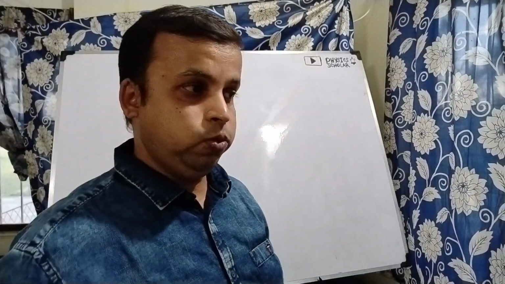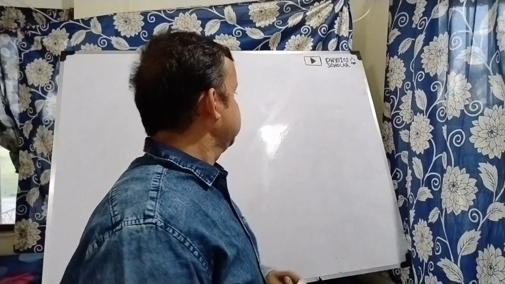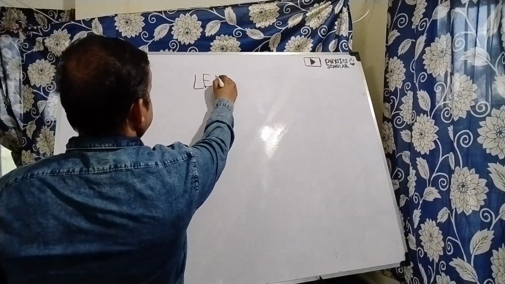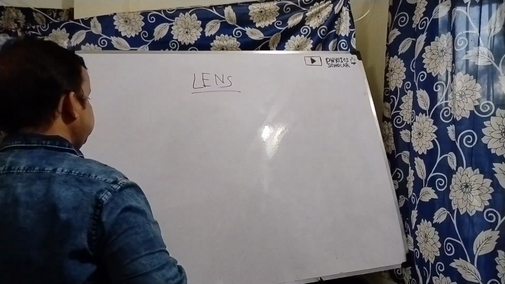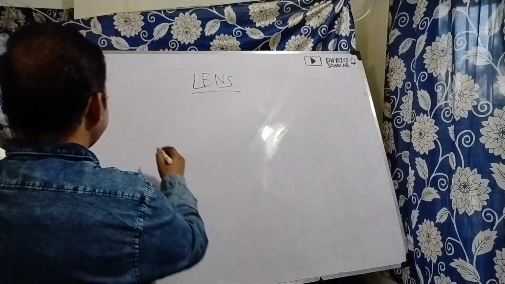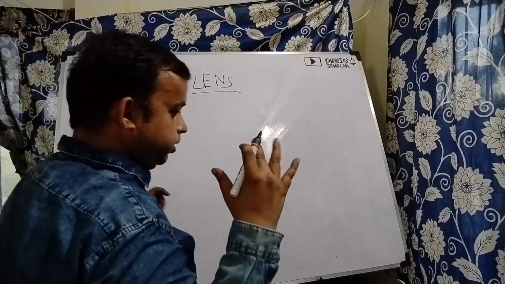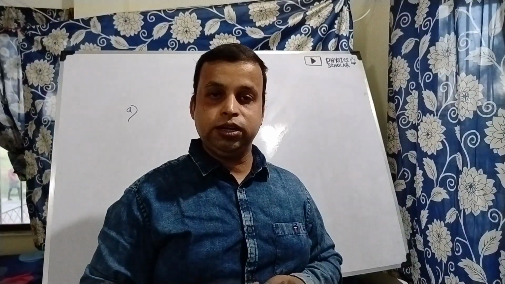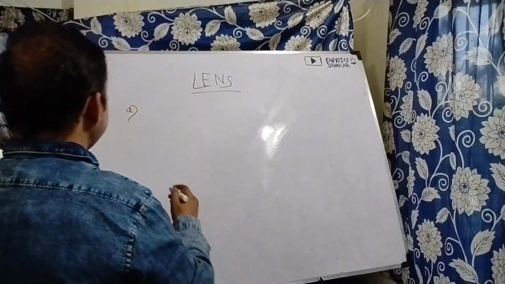So without further delay, let us start today's topic. We are considering the topic convex lens, the images formed by a convex lens. Today I will continue with the conditions I discussed in my previous episode. Two more conditions are there. So first condition is what?